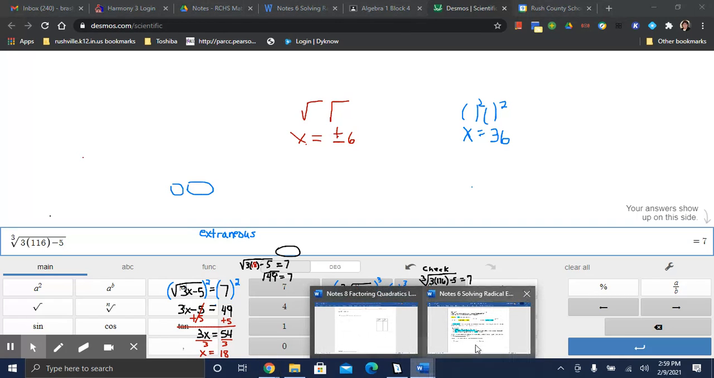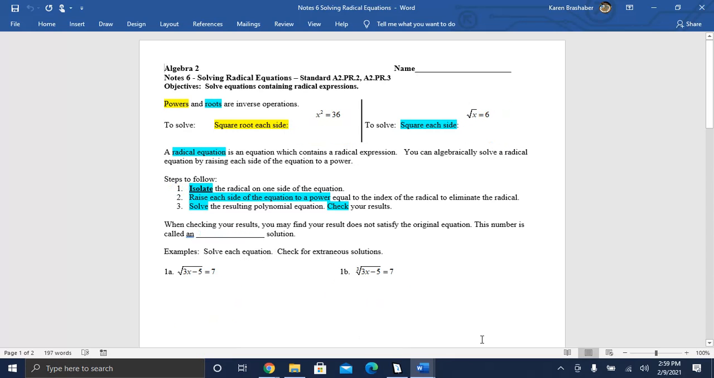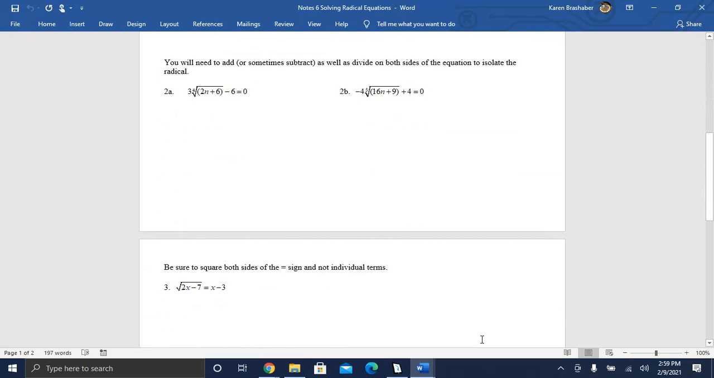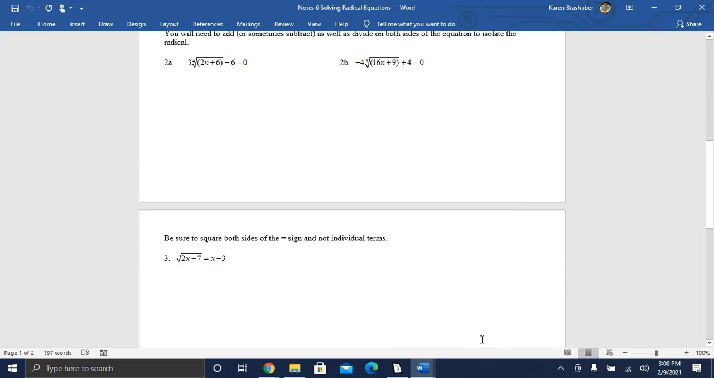All right, those are your first 2 examples. We will move on and look at some other situations that occur while you are solving. So another thing that happens is that sometimes the radical is not by itself. And if that's the case, then you're going to need to add or subtract something to both sides of that equal sign in order for you to continue on.